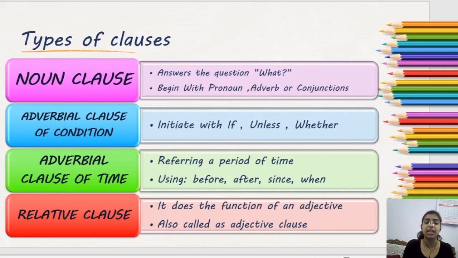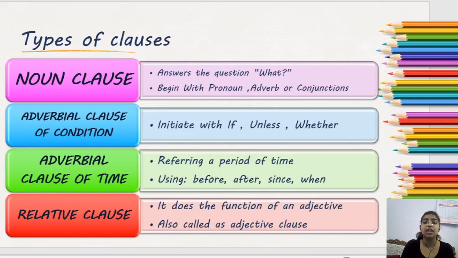Now, what's the next topic? Adverbial clause of time. Referring to a period of time. Adverbial clause of time always talks about a period of time. Here, everything we are discussing would be related to time in some aspect or the other. For example, we are going to use words such as before, after, since, or when.